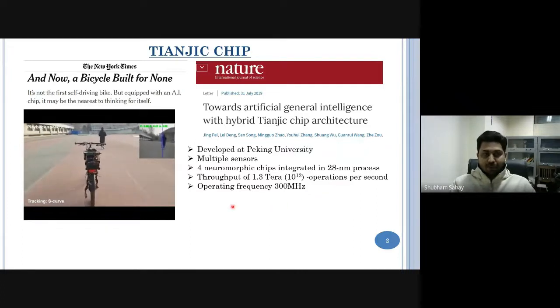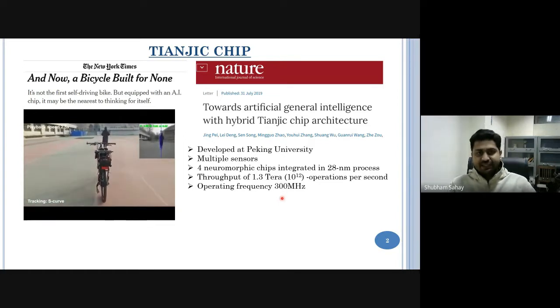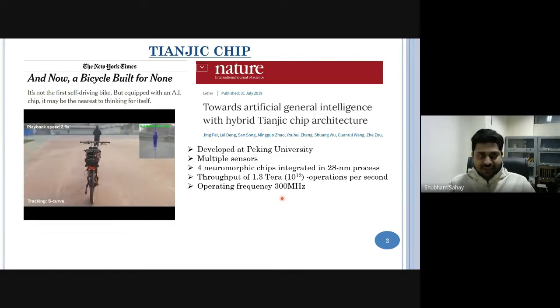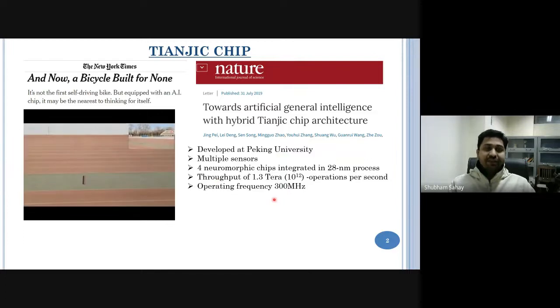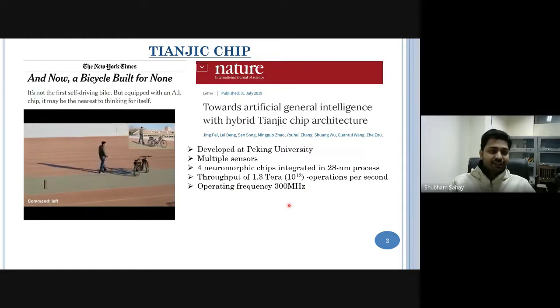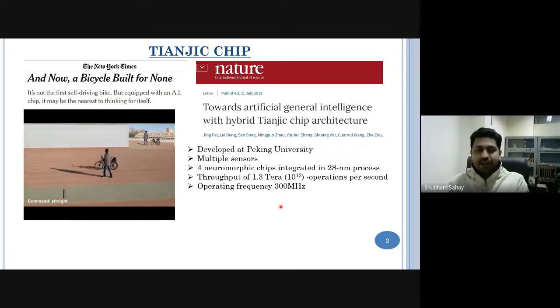However, if you look at their operating frequency, this is only 300 megahertz. Typical operating frequencies of our CPUs or GPUs are in the range of some gigahertz, right? When you purchase a laptop or a computer or a workstation, you see that typical clock speeds are around 4.1 gigahertz and so on. However, these chips' operating frequency is only 300 megahertz, and despite that, they perform so well. The reason for this high throughput, even when the operating frequency is low, is the massive parallelism that these neuromorphic networks provide you.